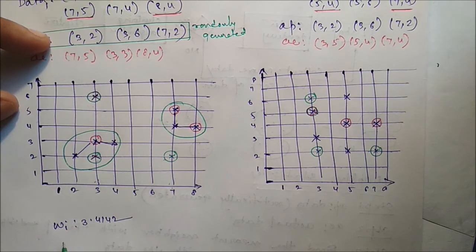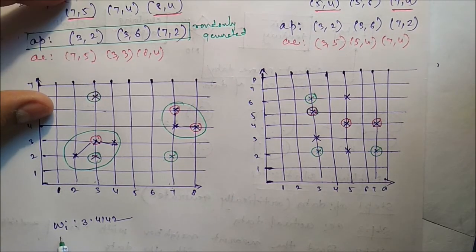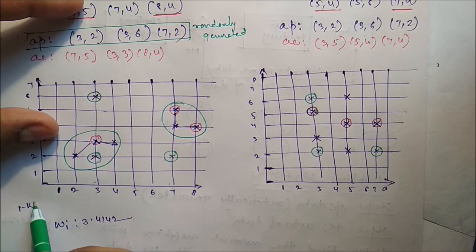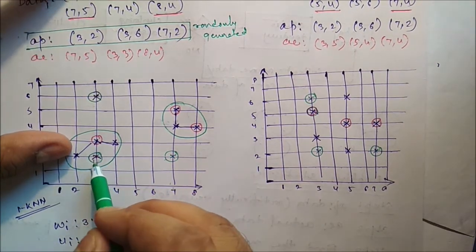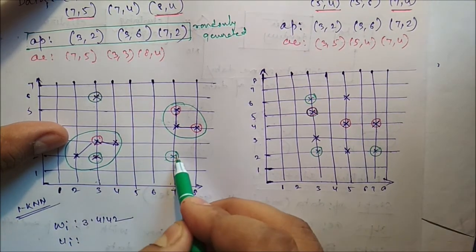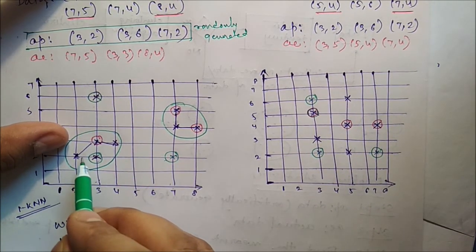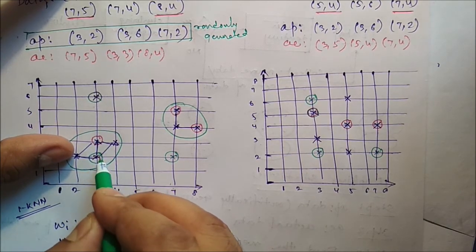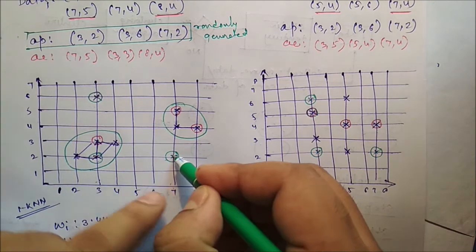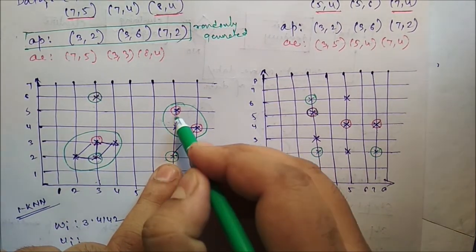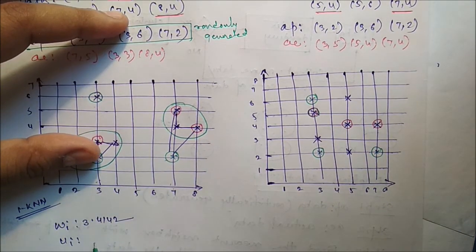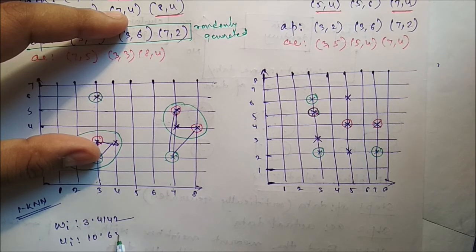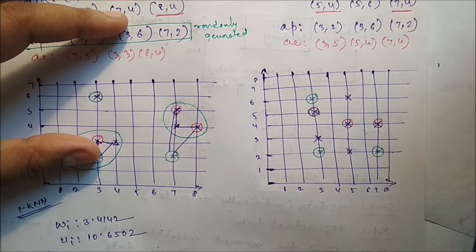It is 3.4142. So here we use 1 KNN, 1 nearest neighbor. We have used 1 nearest neighbor data. Next is Ui, the distance with the artificially generated data. This one is artificially generated, this is another artificially generated, and if you connect them, we have to calculate the distance from this plus this particular one, because its nearest distance is this distance plus this distance. These two are the nearest, and if you sum all the distances, the value is 10.6502.